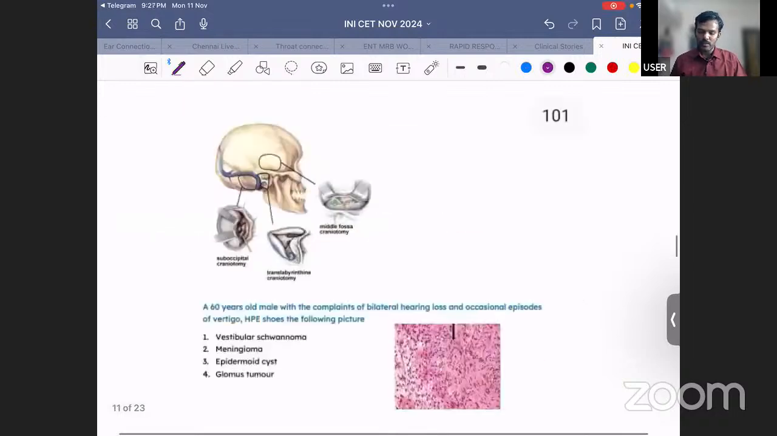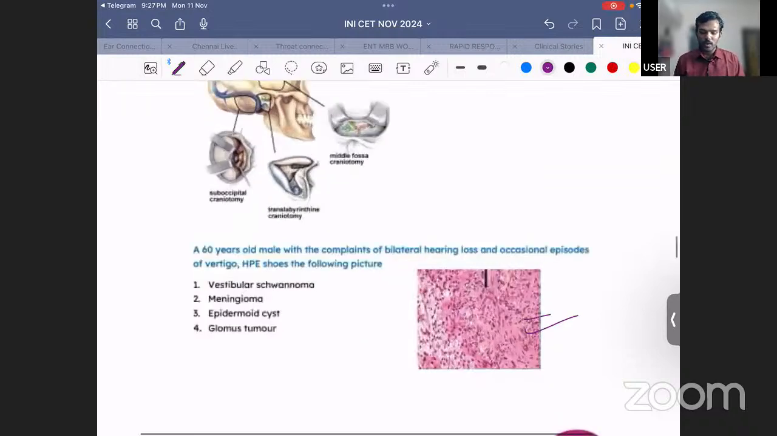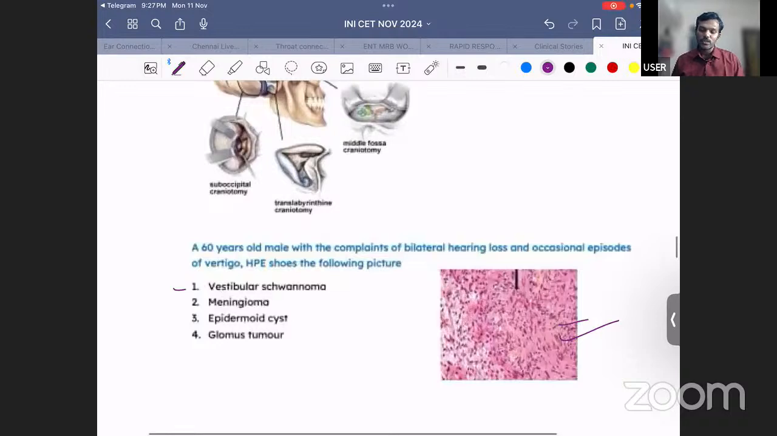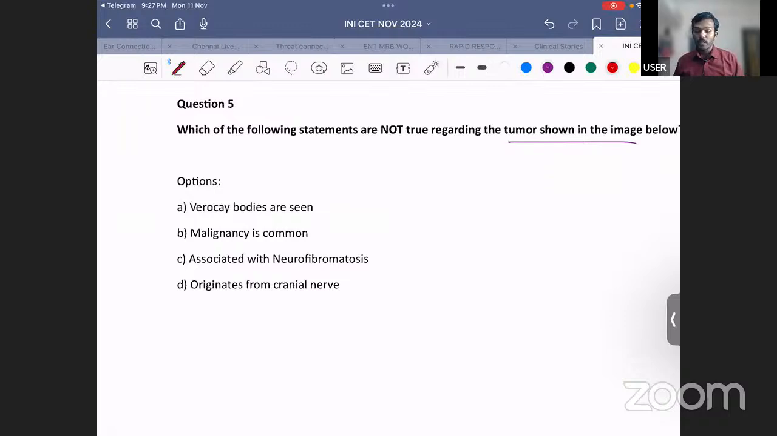Okay. This was the image that was given. A similar question was asked some 4 years back in the AIIMS exam. Same image. The answer for this is vestibular schwannoma in that AIIMS exam. So the same image was asked. Now, what are the false statements regarding this particular disease?